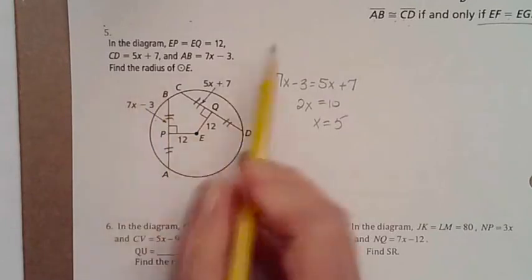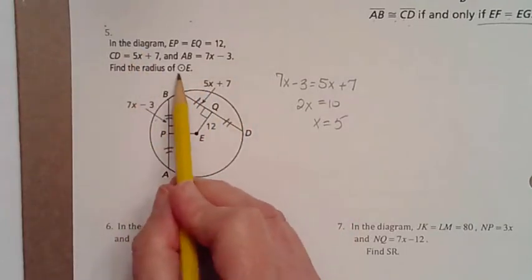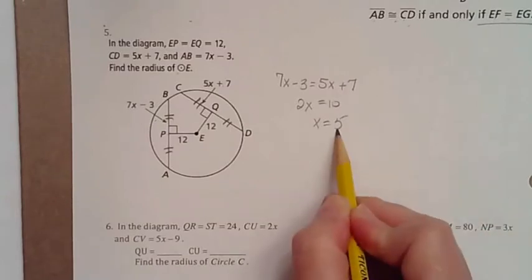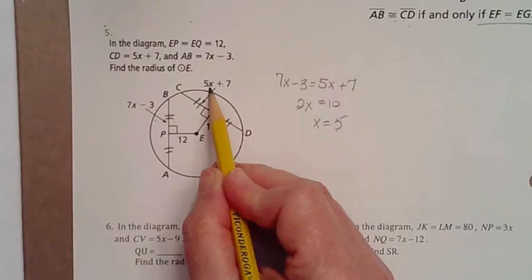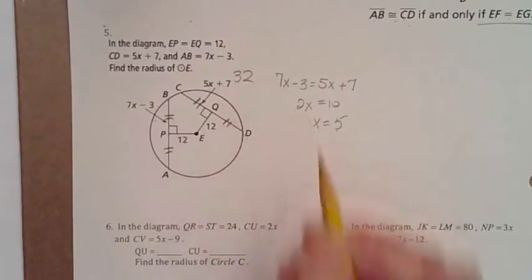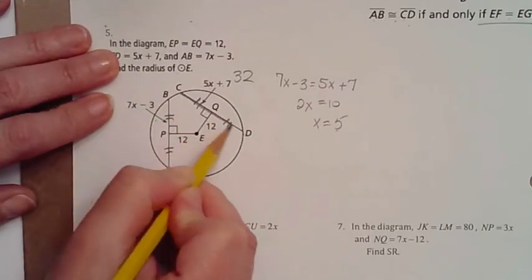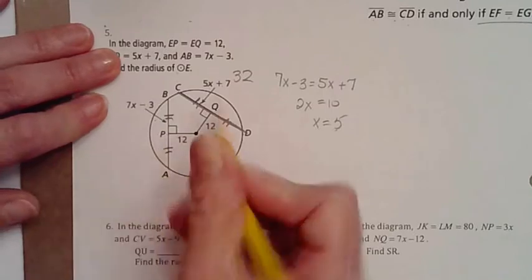Fine. What did they want us to find? Oh, not even x. Find the radius of E. Okay, so I'm going to take 5 and plug it in. When I plug 5 in, that's 25, and 7 is 32. You know what? I think they did want it to be the whole entire chord when I look at 32. So that's the whole entire thing.